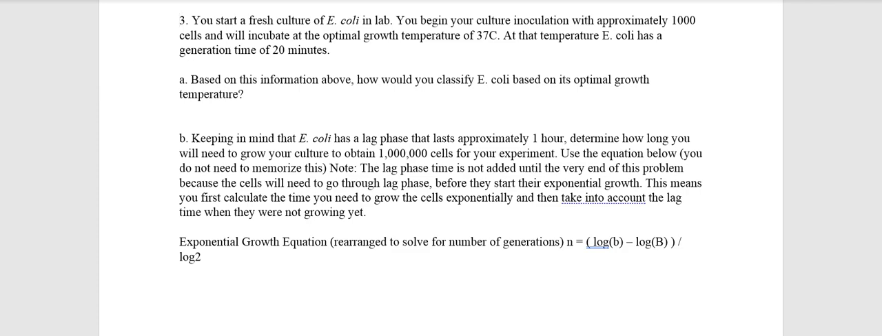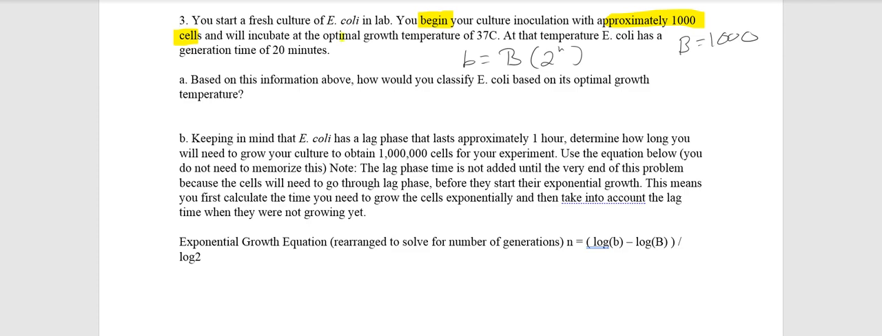So question 3 started saying, we've got a culture of E. coli in the lab. We're going to begin the inoculation with approximately 1,000 cells. So because we're beginning this, we've got 1,000 cells before growth. If you think back to that exponential growth equation, I'll write it out. Remember we had little b equals big B times 2 to the n, where big B was the number of cells before. So big B in this case is going to represent our 1,000 cells. And then we keep growing.